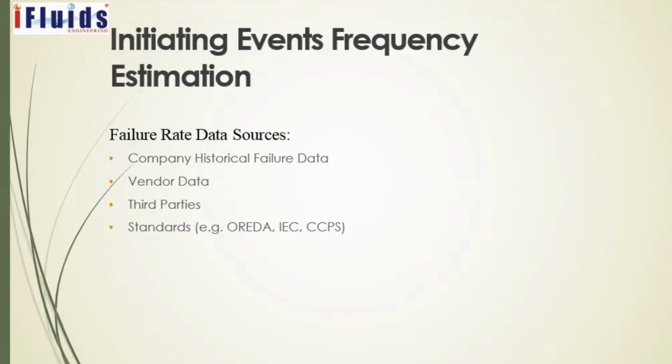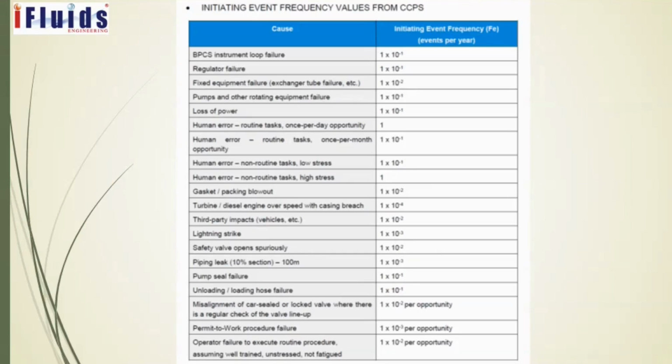Initiating event frequency estimation, failure rate data sources: company historical failure data. If we have a record, that will be fine. Vendor data, third parties, and the standards. So this is the CCPS which we are using for the assessment.